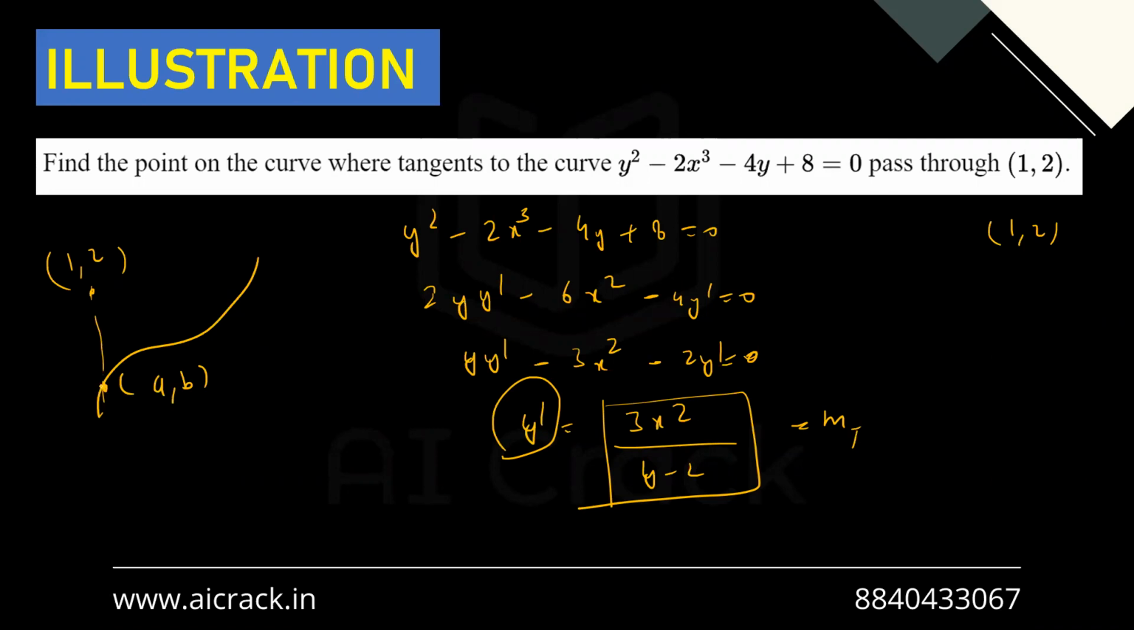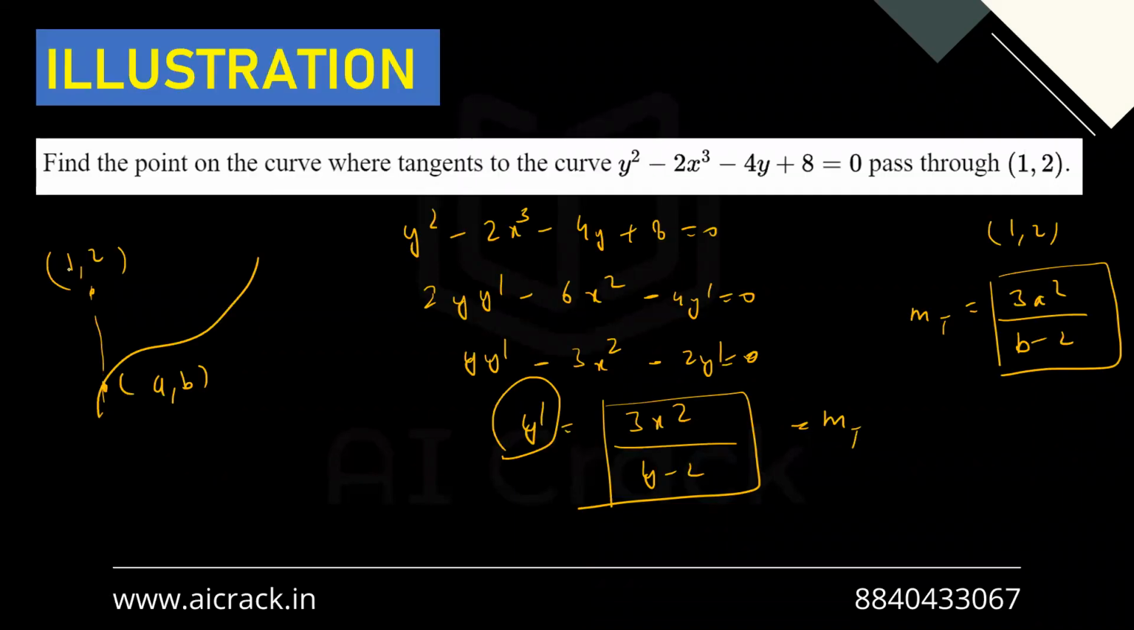Now we know that a comma b is lying on this tangent equation. So we'll find out the slope at this particular point by putting this value. So mt would be actually 3a square divided by b minus 2. So this is our slope at this point. Now let's try to write down the equation of the tangent. For that we'll be getting y minus b equals 3a square over b minus 2 multiplied by x minus a.